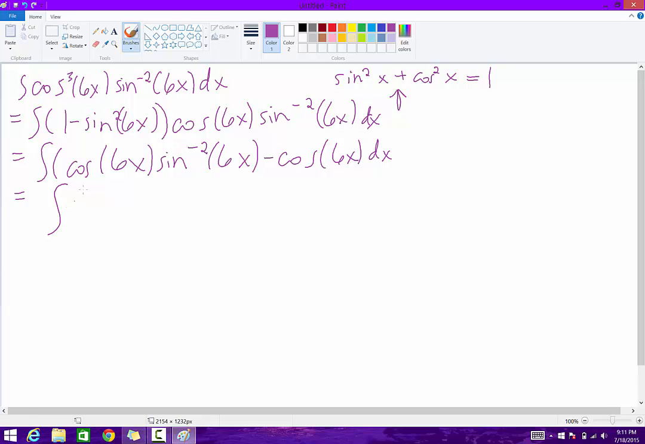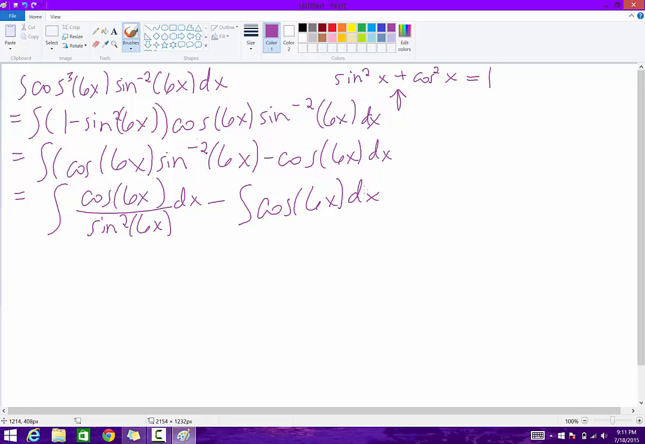This becomes cosine of 6x over sine squared of 6x dx. The sine to the negative 2 becomes a positive sine to the second power when we flip it and put it in the denominator. And then we have another integral, cosine 6x. So all we did was split up the integral into two different parts.